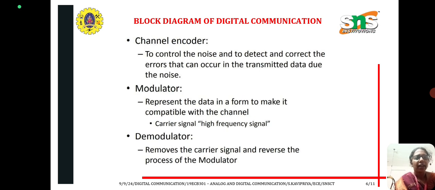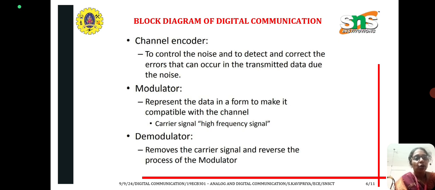And next is the channel encoder. Controlling the noise and detecting and correcting the errors that occur in the transmission is done through the channel encoder. And next is the modulator. Modulation is a process for transmitting data to a longer distance. We'll be modulating the signal. We'll be combining the carrier signal along with the message signal and transmitting. So representing the data in a form that makes it compatible with the channel is done by the modulator.